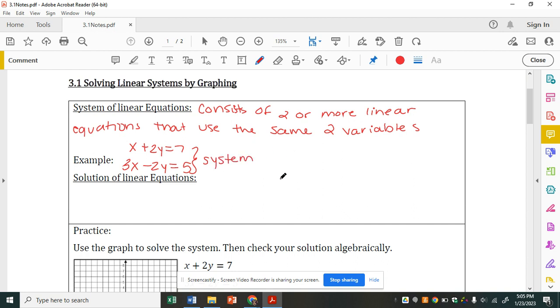With a system of equations, we want to figure out what the solution to that system is. So we're going to go through and we're going to be solving these somehow to figure out what the solution is. The solution is always going to be an ordered pair, right? And that looks like something like this, where you have the x and the y value that satisfies each equation in the system.